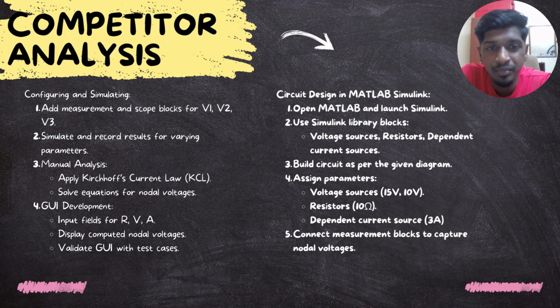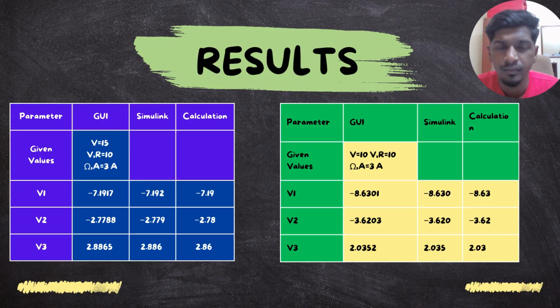Fourth thing is assign parameters such as voltage source 15 voltage and 10 voltage, resistor 10 ohm, dependent current source is 3 ampere. Final is connect measurement blocks to capture nodal voltage. After we simulate everything, here the result of the project work.